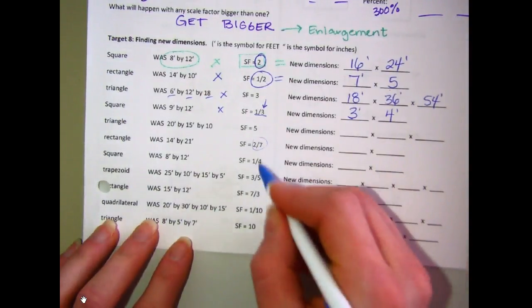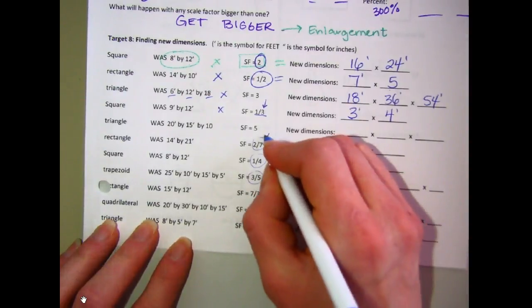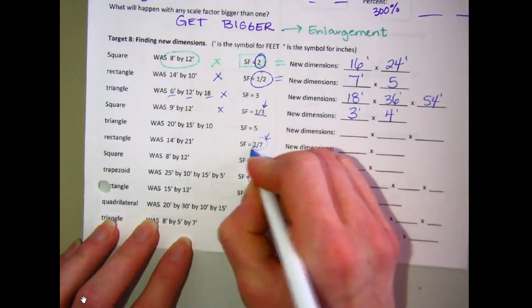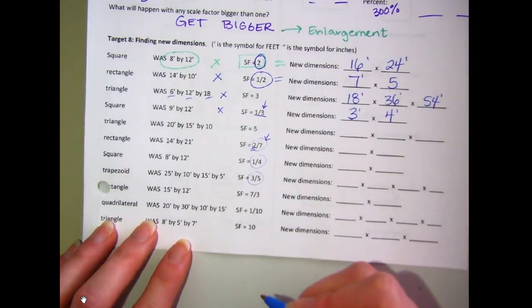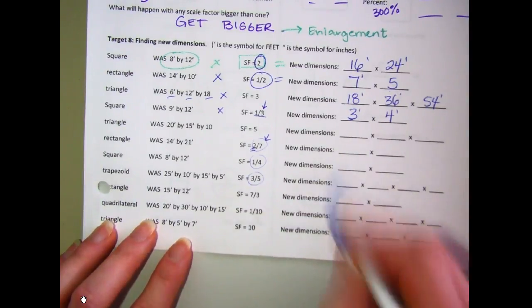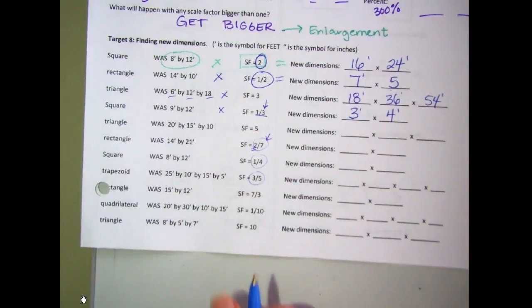Okay, so try the rest as practice. Remember, we have shortcuts for doing these in your head. Divide by that denominator, and then take your answer and multiply it by the numerator. That's our shortcut without a calculator. So finish the rest of these, and then we'll come back and check.